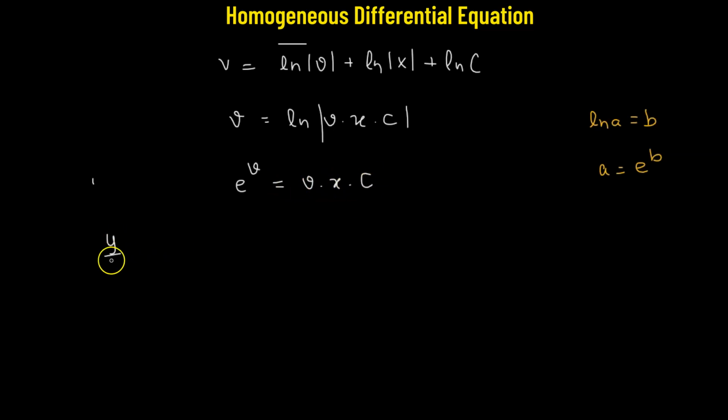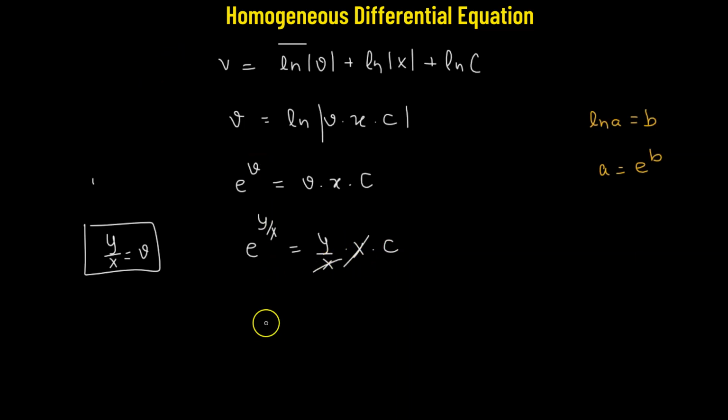Now finally we make the substitution: y over x is equal to v. That means our solution will then be e raised to the power of y over x equals, so v will be y over x multiplied by x times c. So this x and x cancel out, and our final solution will then be e raised to the power of y over x equals y times c, and this is the required solution to the given differential equation.